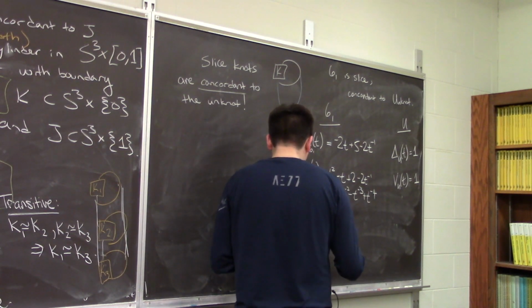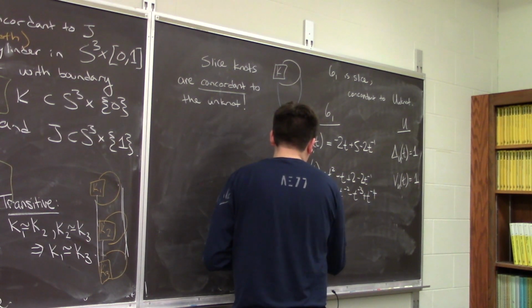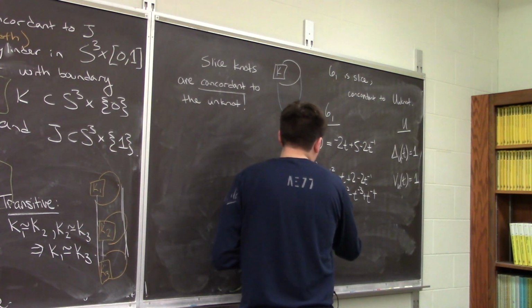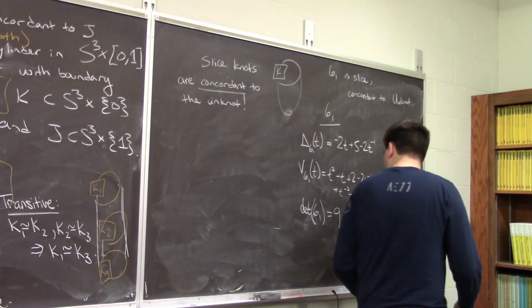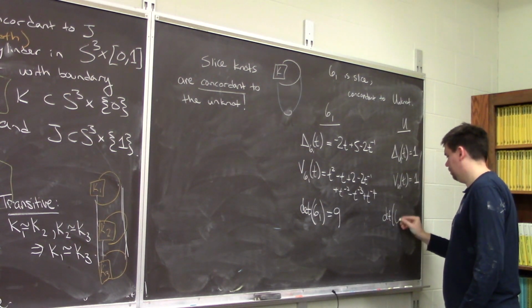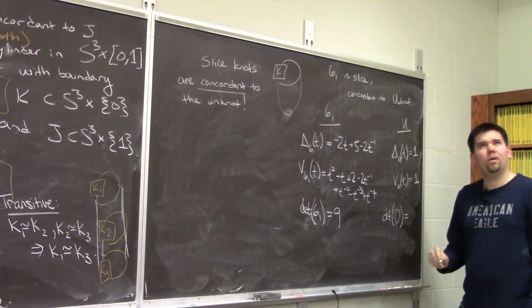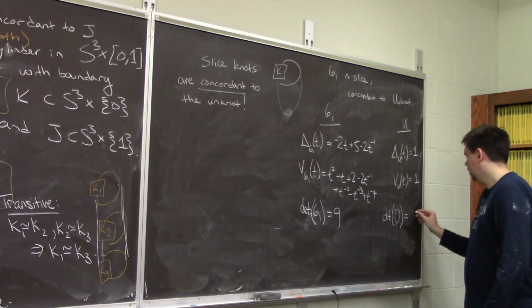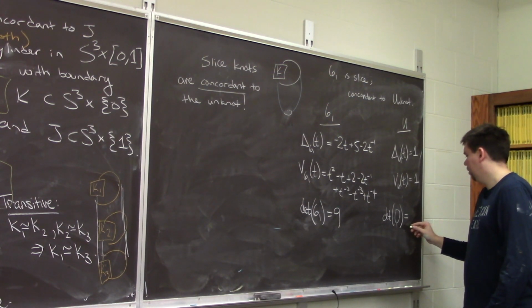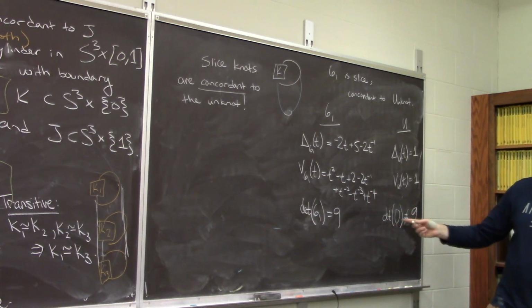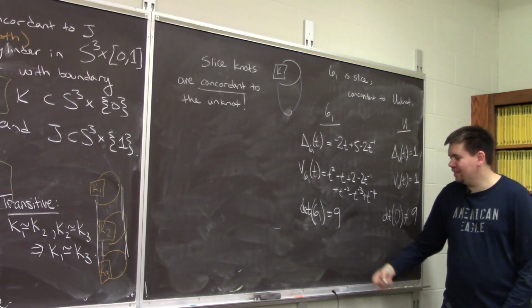How about the genus, or the determinant? What's the determinant of this guy? He comes out to be 9. What's the determinant of the unknot? Could we call it 0, 1? I guess 0 makes sense. Like, I guess it would have to be 1. Well, it's certainly not 9. It's not preserved.